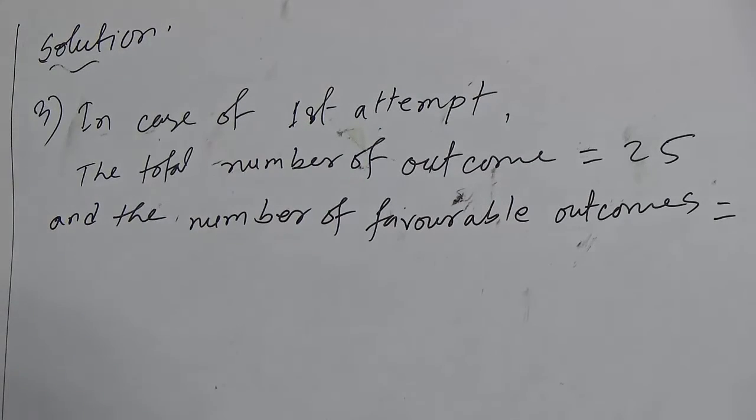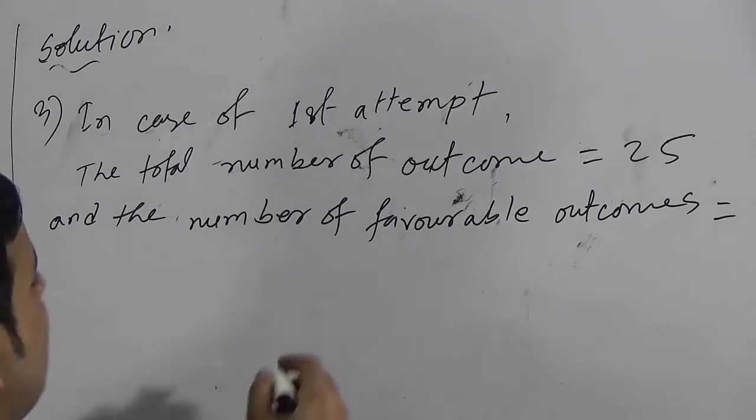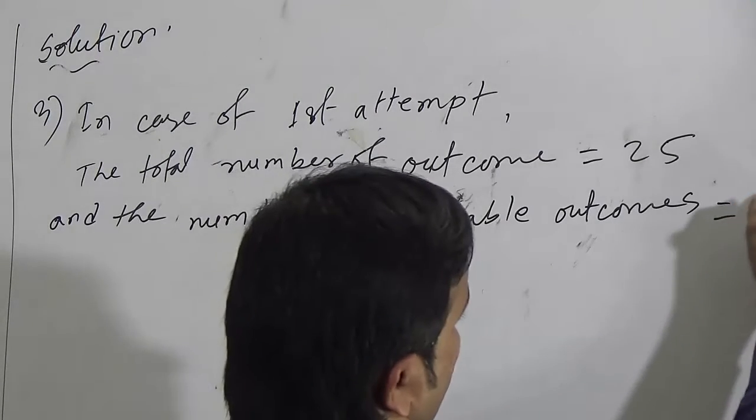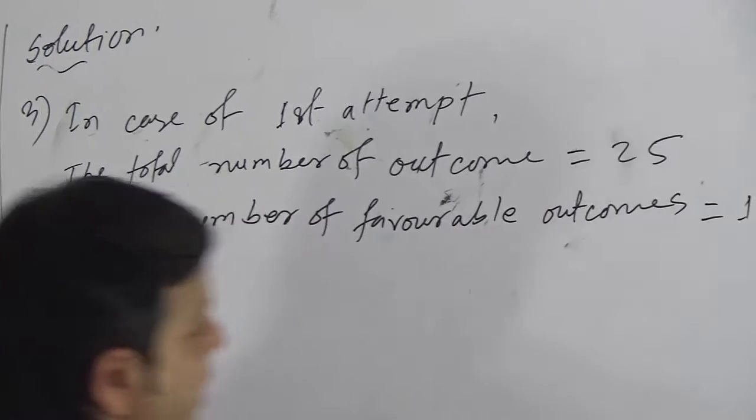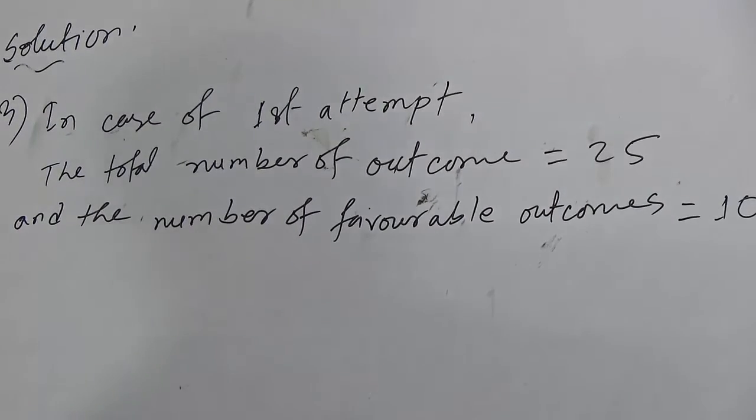What we need to do? All the marbles being white. It means that we need to determine the possibility of all the marbles being white. So total 10 white marbles here. So the number of favorable outcomes will be 10.